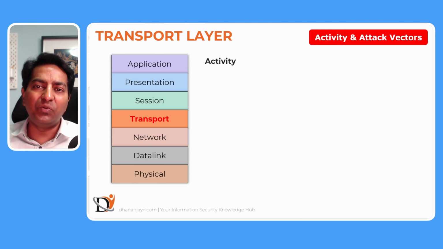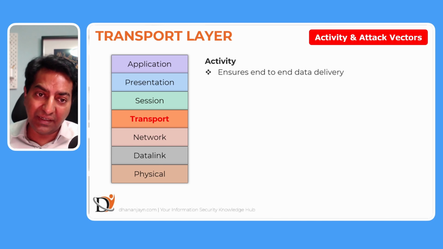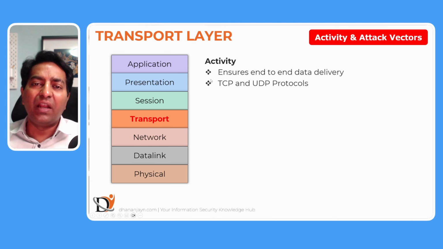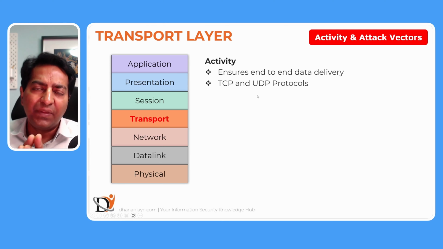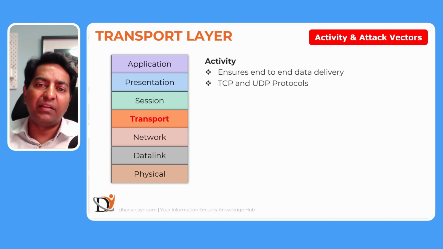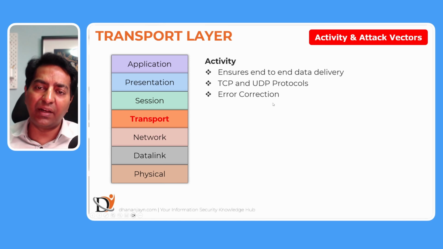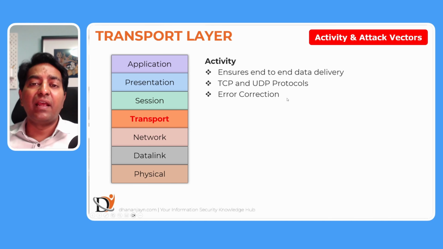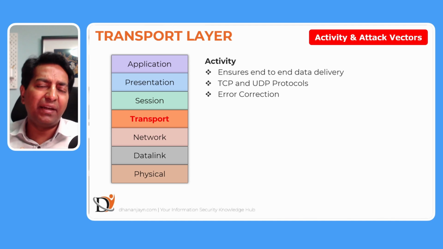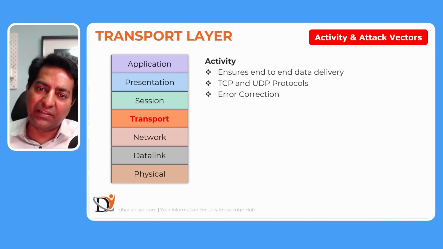Now coming to the activities done at the transport layer. This layer ensures end-to-end delivery. It means if there is a problem with the communication, this layer helps correct those problems. TCP and UDP protocols work at this layer. Error correction is done by the transport layer. It plays a crucial role if some packet is lost during the communication. This layer helps send that lost packet to the destination.